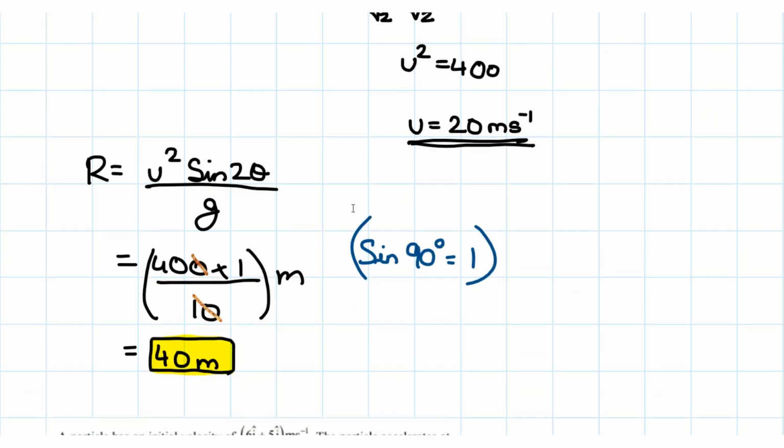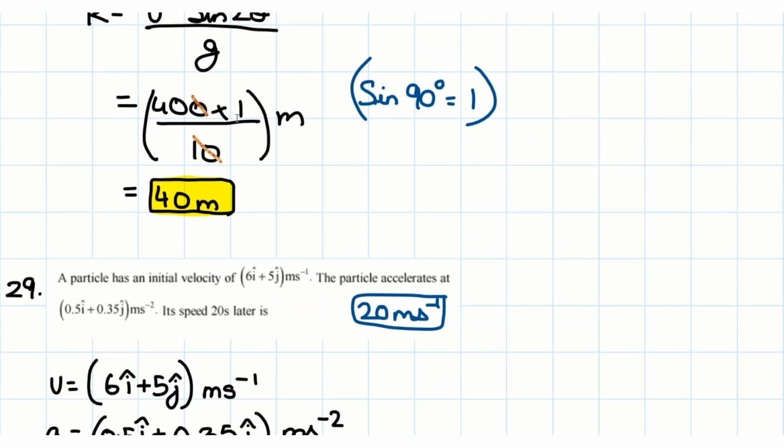When we use the formula r equal to u square sin 2 theta by g, we get range equal to 400 times 1 by 10, which is 40 meters. Now 2 theta is 2 into 45, which is 90 degrees, and sin 90 degrees is 1, which is why we substituted only 1 in this formula.